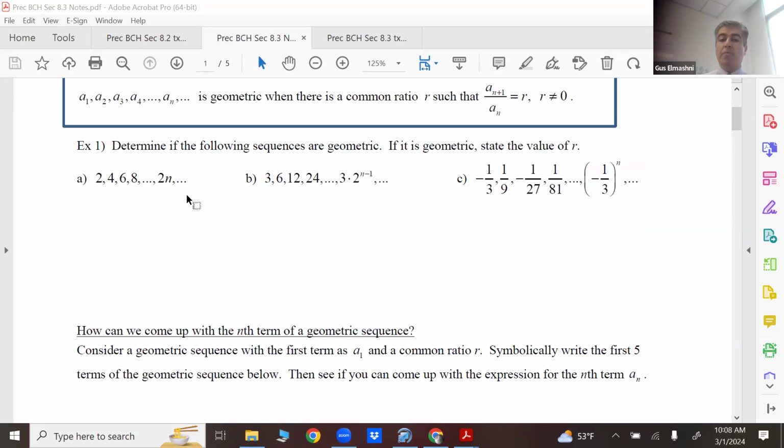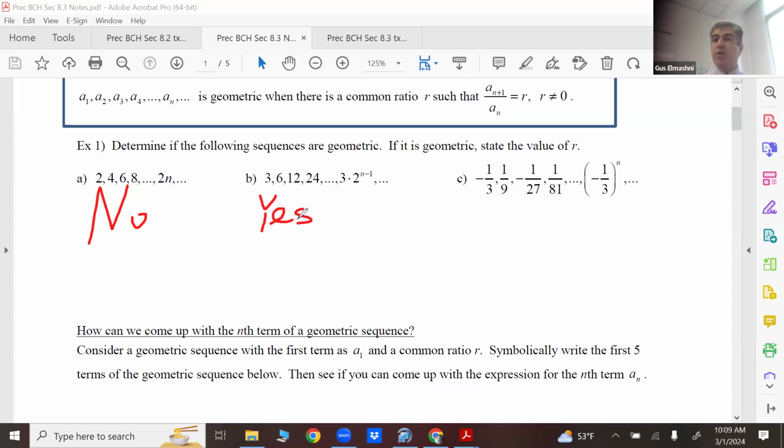So do I see a geometric pattern for part A? Yes or no? No, it's just adding, right? So that's a no. Yes, it's 2n, but that's adding 2. So that's no. How about B?